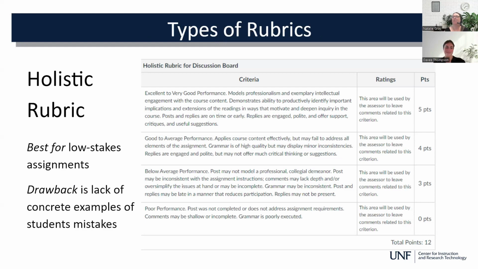Just because you'll see with the criteria on this page, the rubric is very general. This feedback just says excellent to very good performance. And if you read one of these, whether it's the excellence, the poor performance, good to average, you'll notice there are no discrete, concrete examples of possible student mistakes or requirements for that criteria.